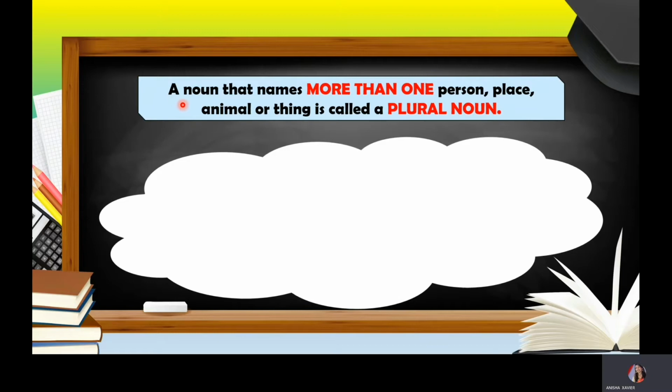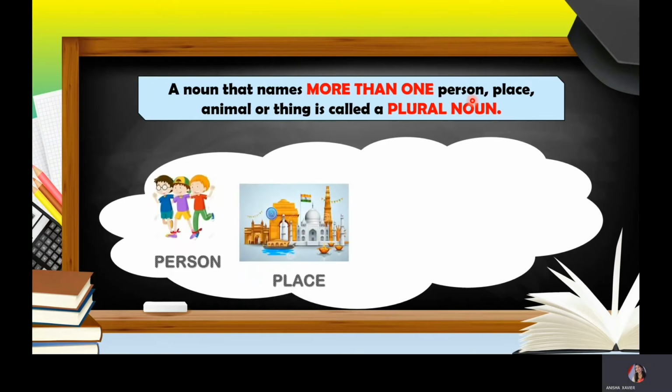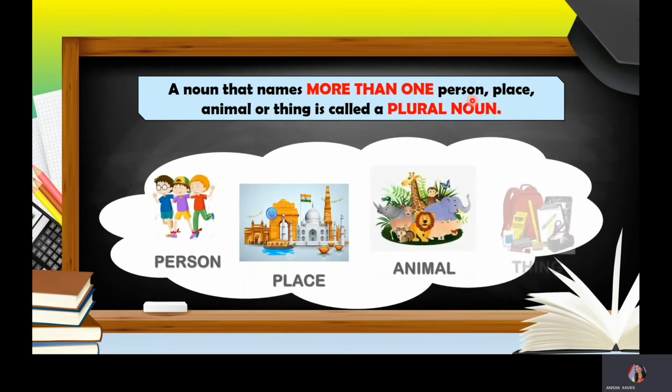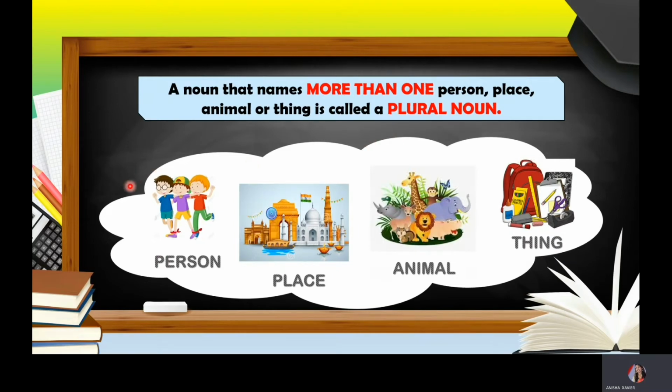I'm going to read the definition of plural noun for you. Listen to this carefully, okay? A noun that names more than one person, place, animal or thing is called a plural noun. Now look at the images over here. Here we have the category of person. Can you see there is more than one person? How many persons are here? 1, 2, 3. So here we have 3 people.